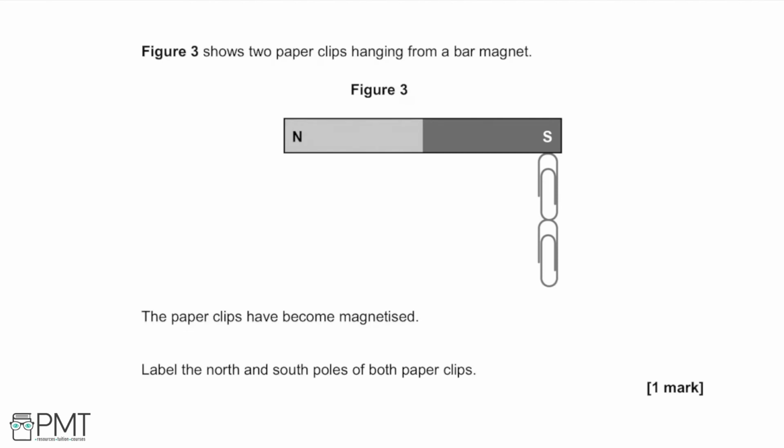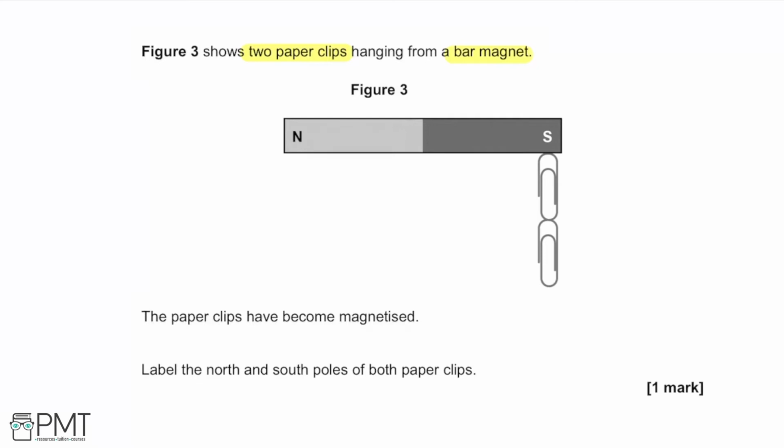So in this question, we're given figure 3, which shows 2 paper clips hanging from a bar magnet, and it's a good idea just to make sense of the figure. So we've got the permanent bar magnet here, with the North Pole on the left-hand side and then the South Pole over to the right-hand side. And then we've got the 2 paper clips hanging from the South Pole of the magnet being attracted here, and then the 2 paper clips are attracted to one another here.